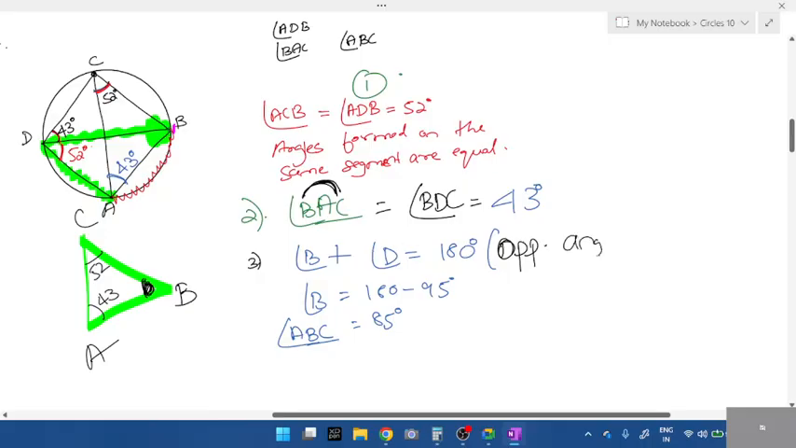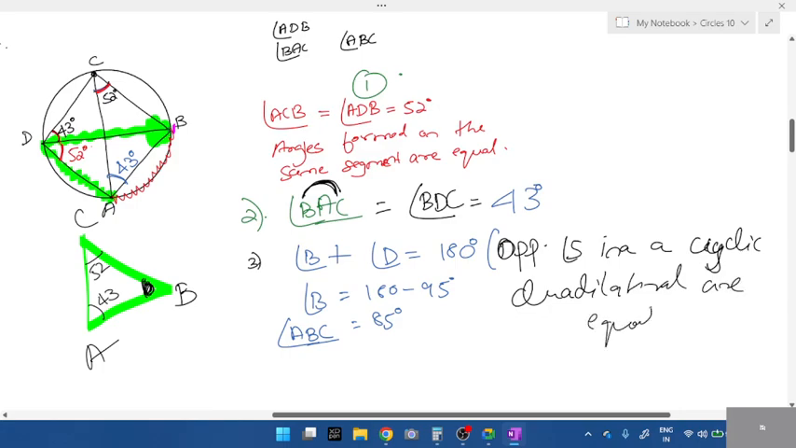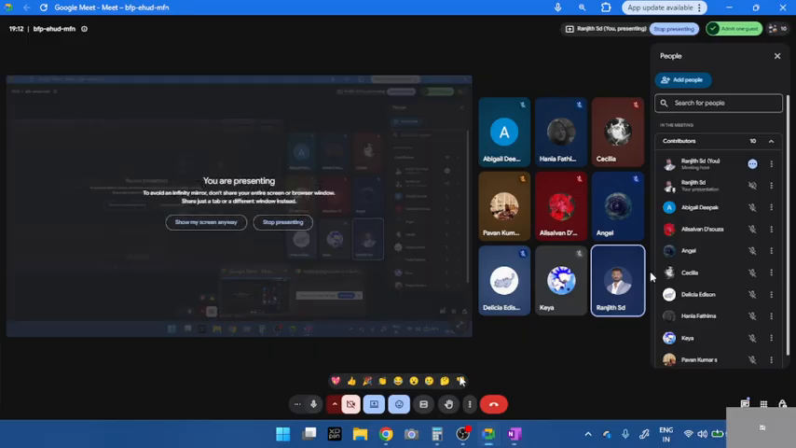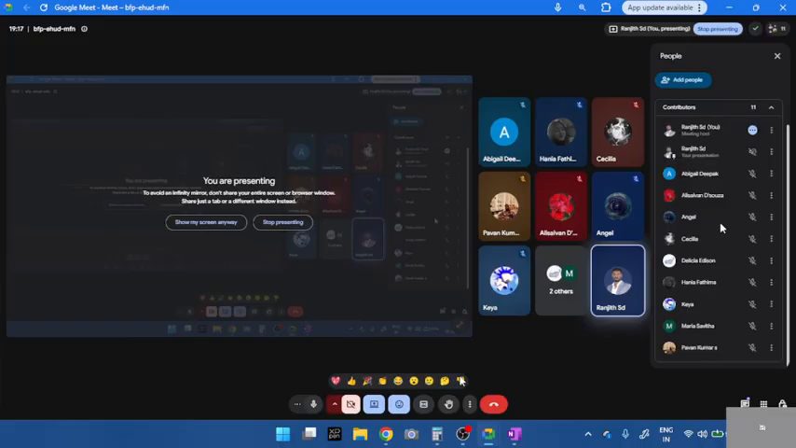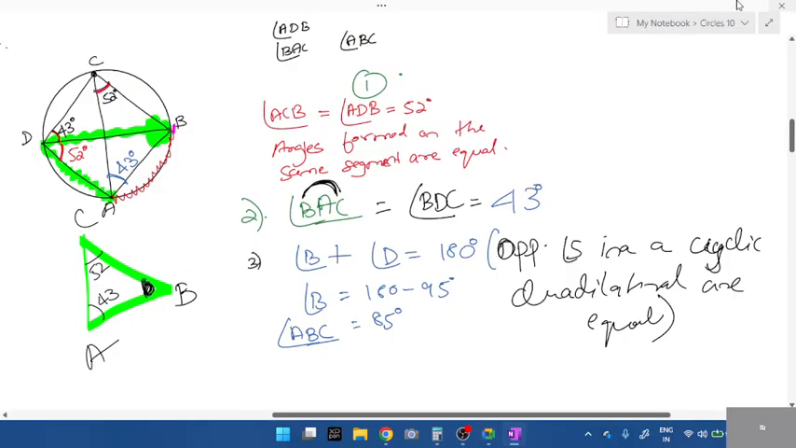Opposite angles. So you can write it in short, students. Don't write the full word opposite, write OPP. Opposite angles in a cyclic quadrilateral are supplementary. Completed? Done? Right, write it.